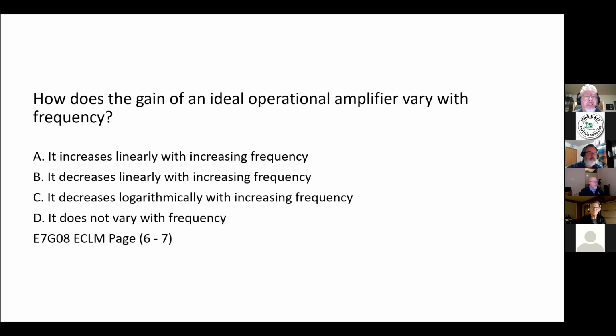How does the gain of an ideal operational amplifier vary with frequency? A, it increases linearly with increasing frequency. B, it decreases linearly with increasing frequency. C, it decreases logarithmically with increasing frequency. Or D, it does not vary with frequency. Delta is correct. It does not vary with frequency.